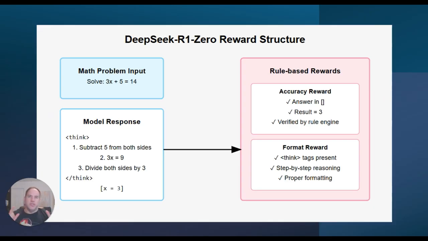So let's take this example of what the reward structure is. On the left here you see, let's solve for 3x + 5 = 14. So the accuracy is, hey, what's the result? Is the answer this? And is it verified? But we have to go back and think about that format as well.